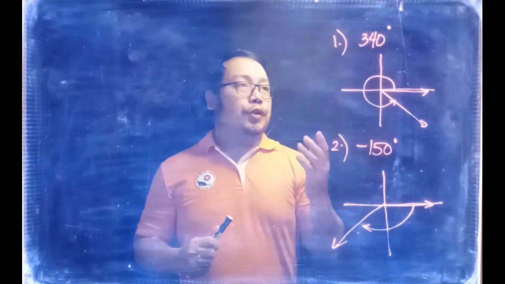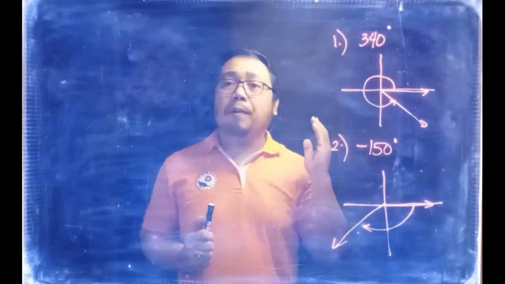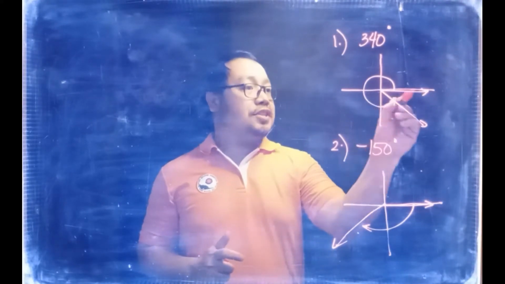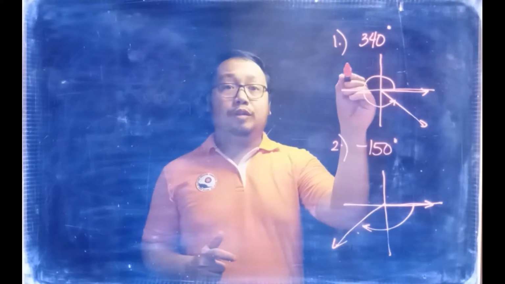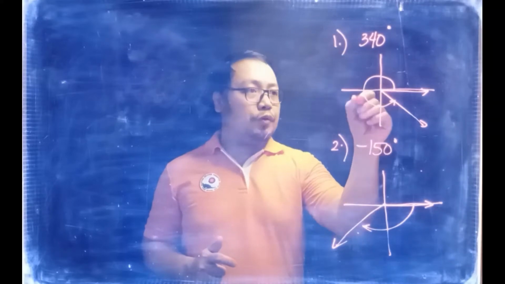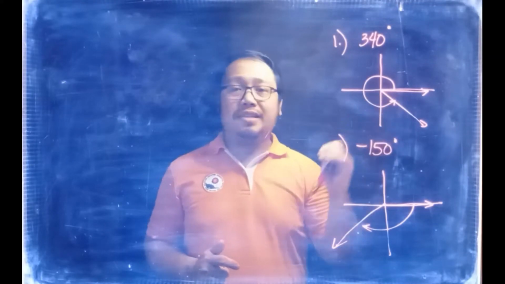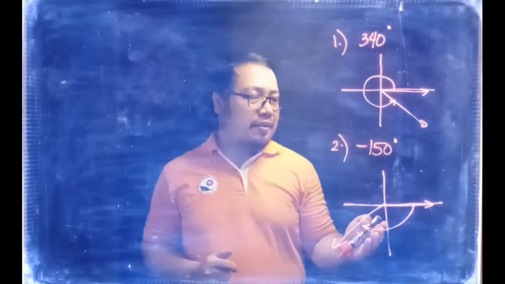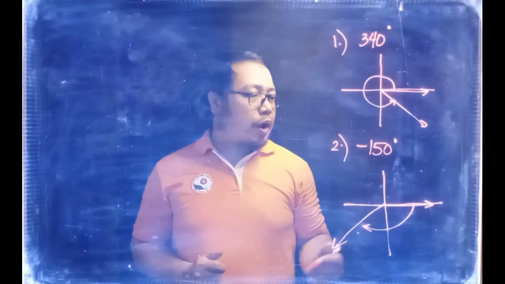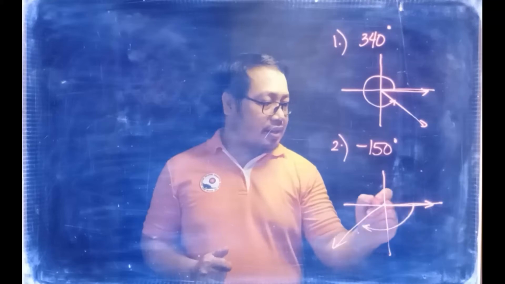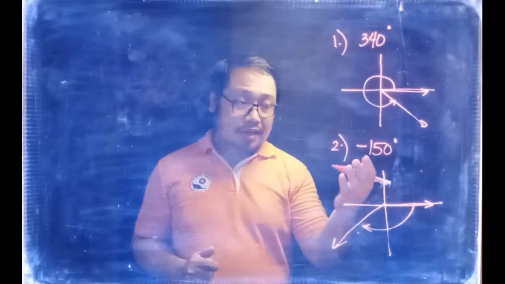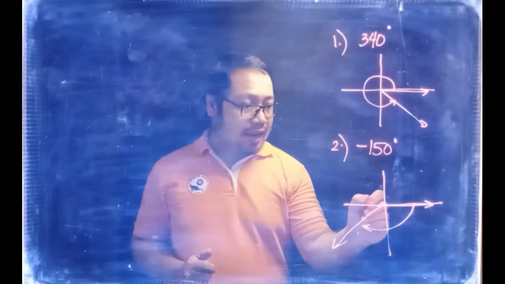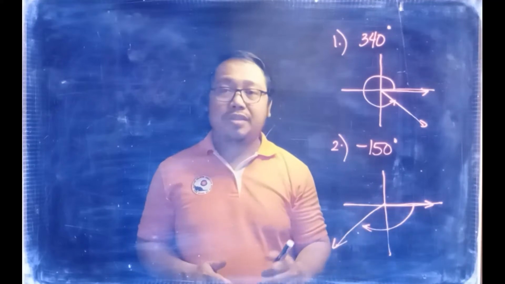Number 1, 340 degrees. Since this is a positive angle, from the initial side up to the terminal side, you form 340 degrees. This is your angle. And number 2, you have negative 150 degrees. From the initial side down, since it's negative, down to the terminal side, and this is 150 degrees, you form your angle.